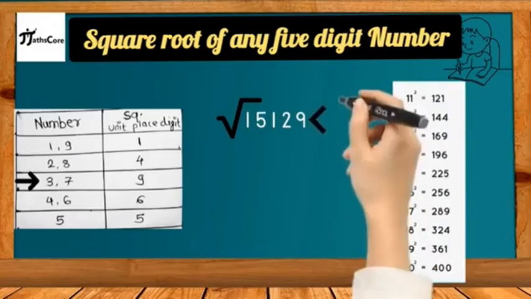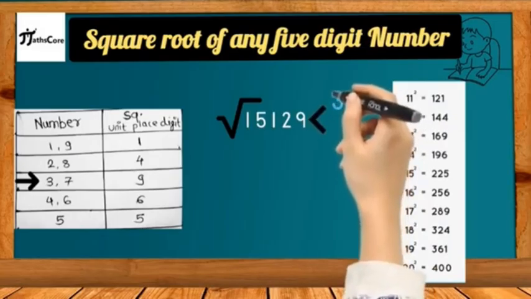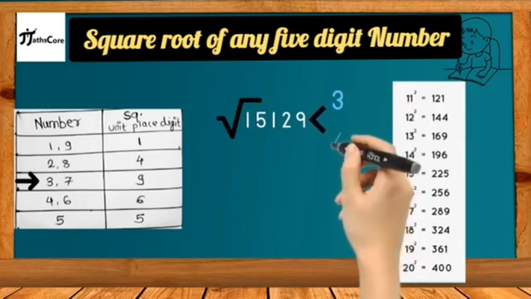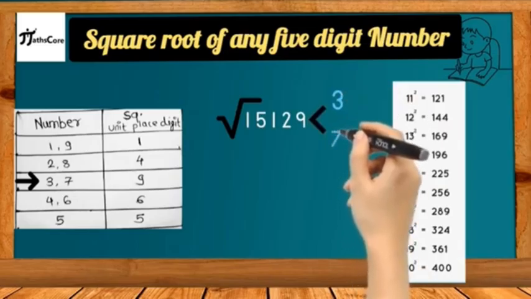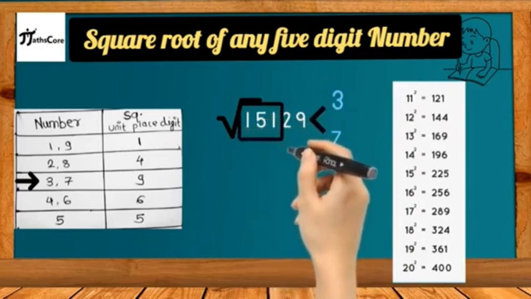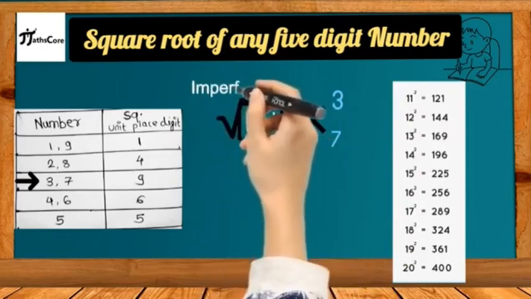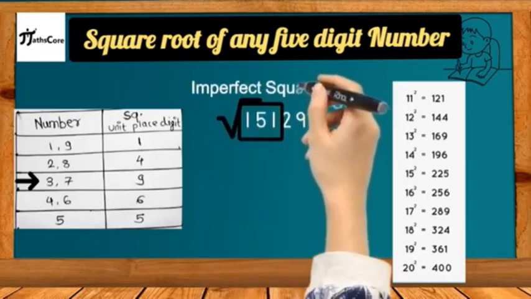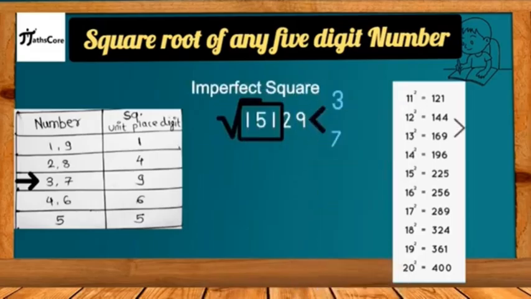Focus on unit place digit 9. After making the square of 3 and 7, we will get 9 at their unit place. So you can observe this in the table. So there are two possibilities. Either we will get 3 at the unit place or 7 at the unit place of the square root of 15,129. So we will finalize it later.